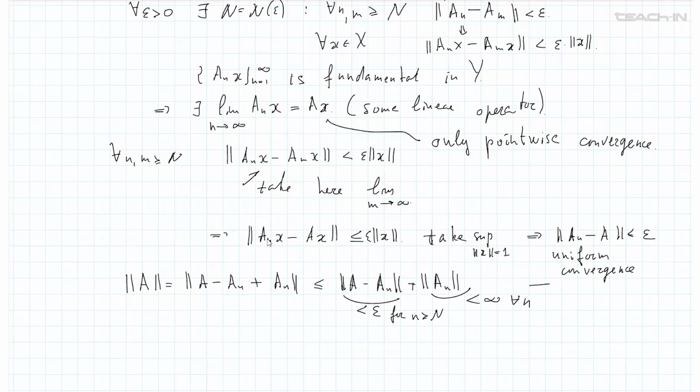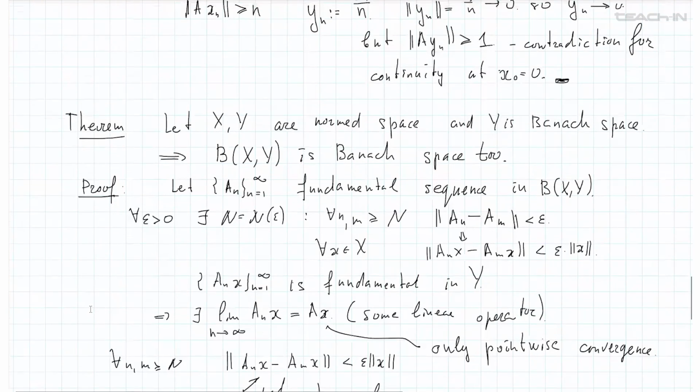So we obtain that the norm of the operator is finite. That's all. What is the profit from this theorem?